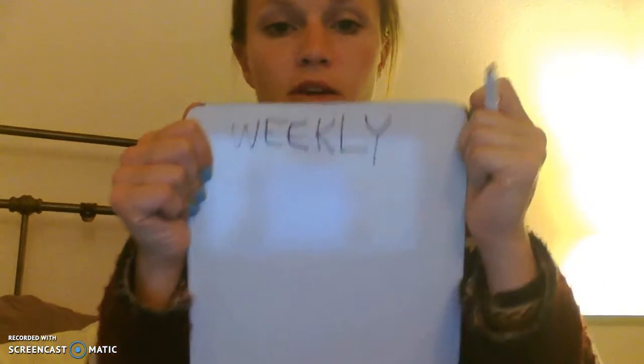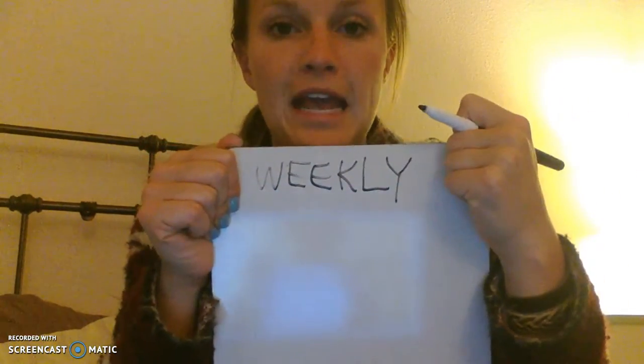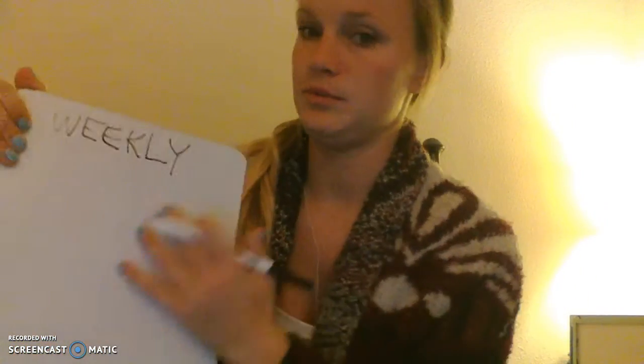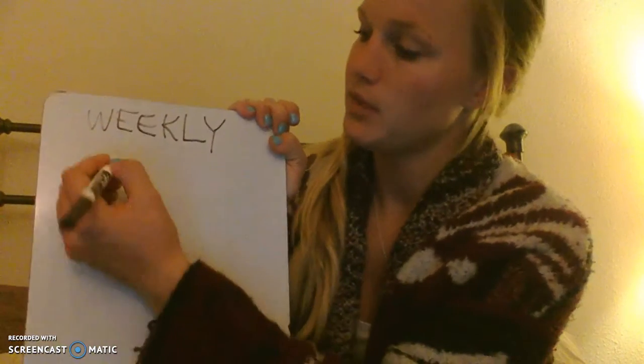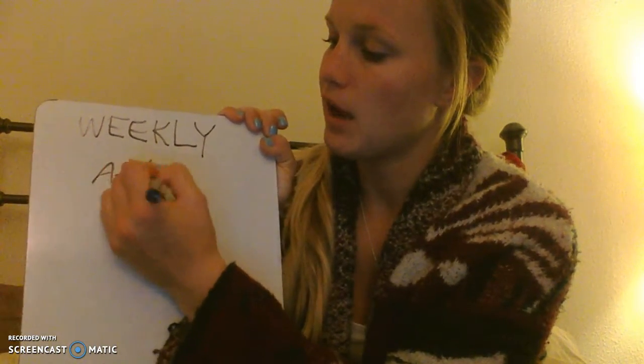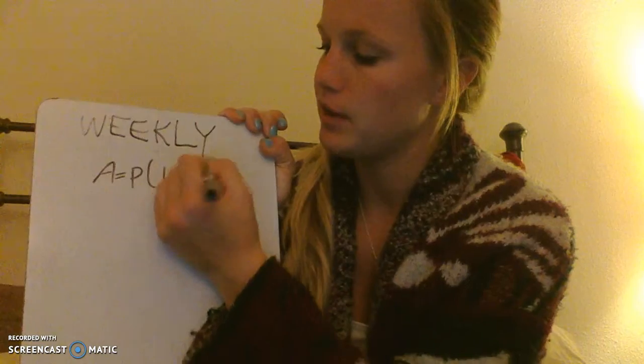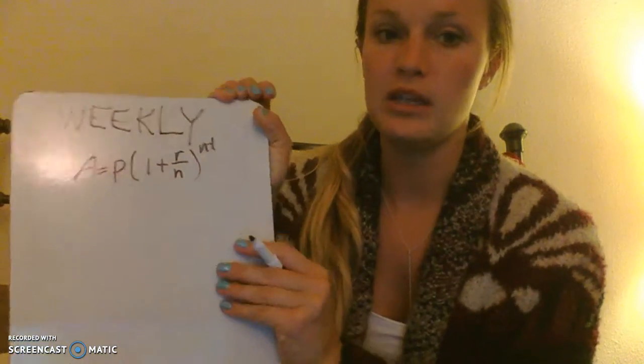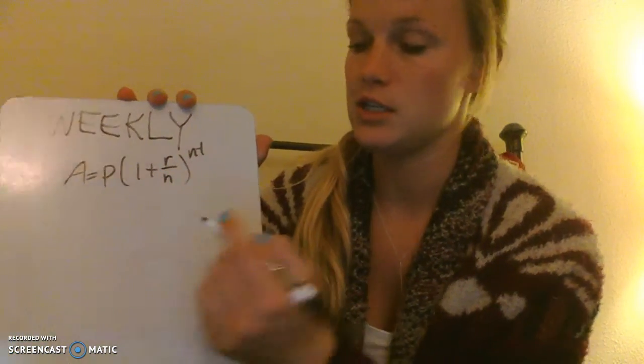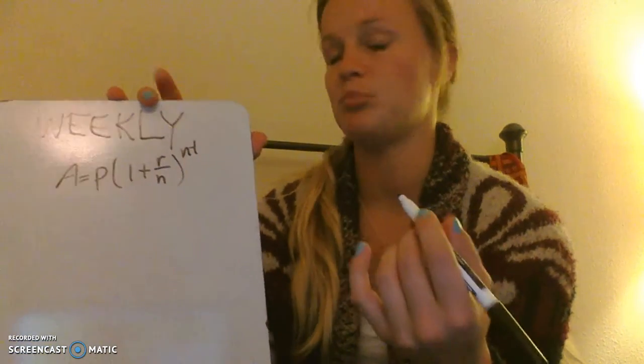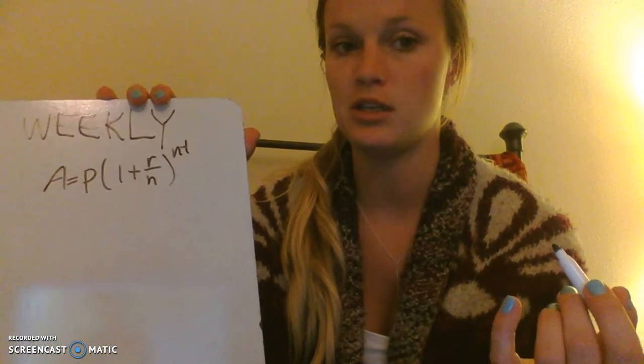Weekly is the key word in there that's telling you to use the equation A equals P times (1 plus R over N) raised to the NT. That weekly is telling you this is the equation that you need to use. So I'm going to just start plugging in the information that's given to me in the question.